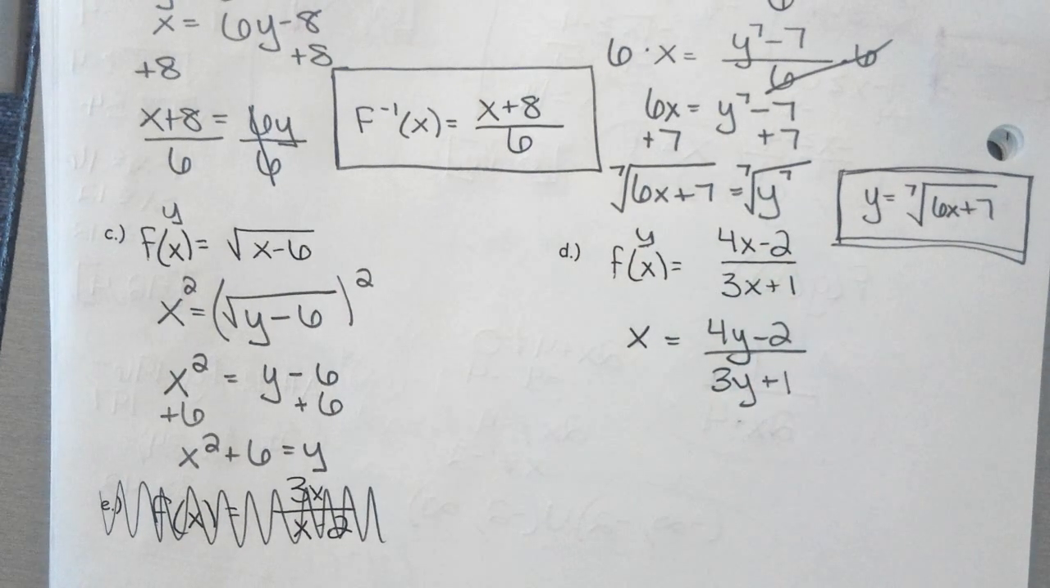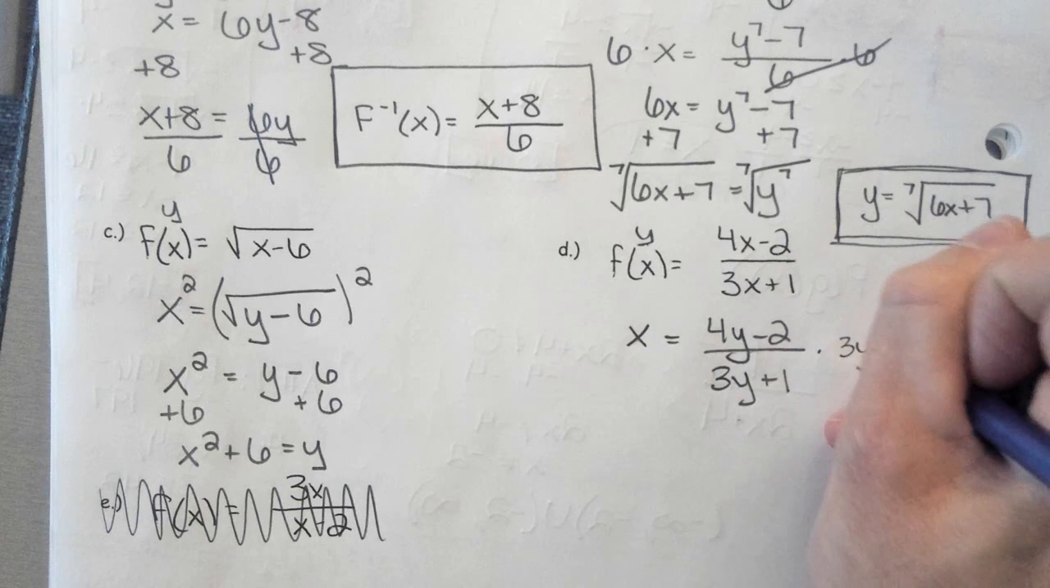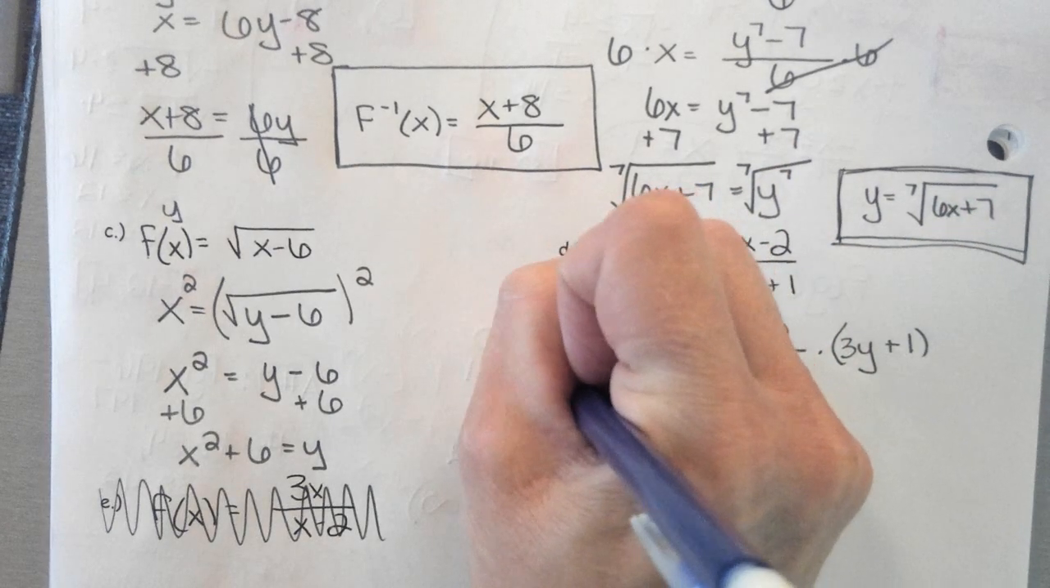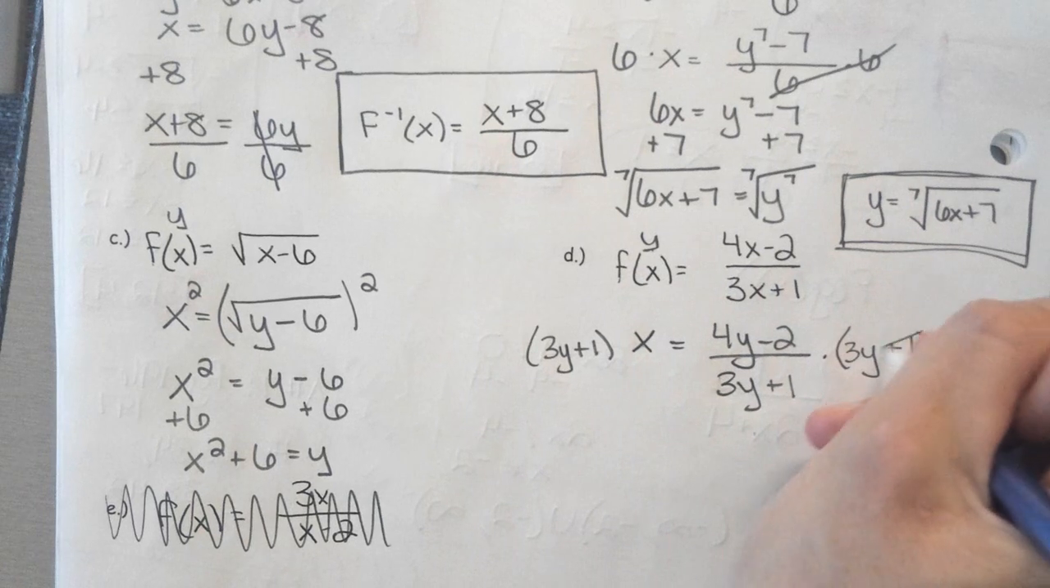Okay, so the first thing that I would do is I can't solve for y if it's in the denominator of a fraction. Like, that's a problem in and of itself, beyond the fact that there are 2 y's. So the first thing I'm going to do is multiply each side by 3y plus 1. On the right side, do you see how these would cancel?